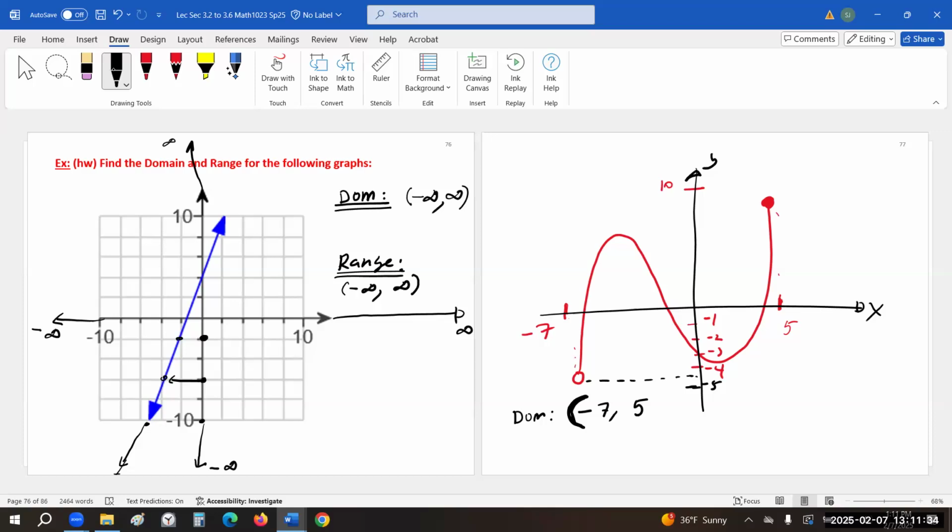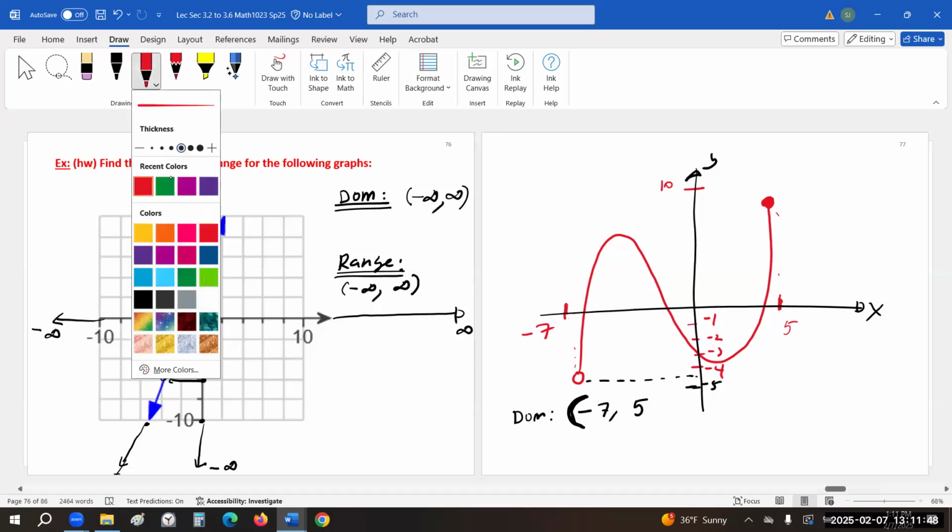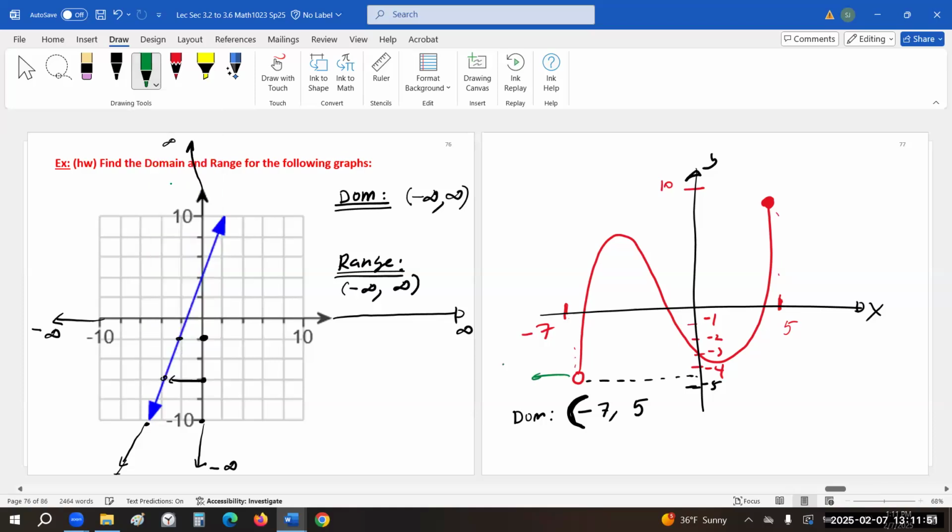Now look at 5. When our x is 5, do we have a y value there? We do, because it's a closed circle. Closed circle means y value exists. Open circle means y value doesn't exist. So let me write this down actually for you. No y value. Have y value. So close means we have a y value. Open means there is no y value. There's a gap. There's nothing there.